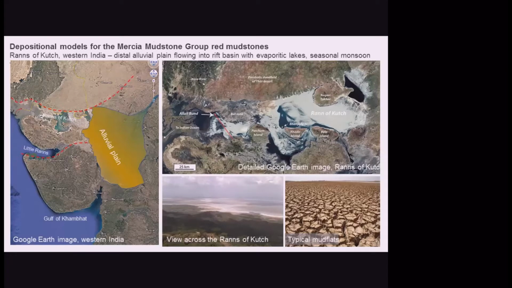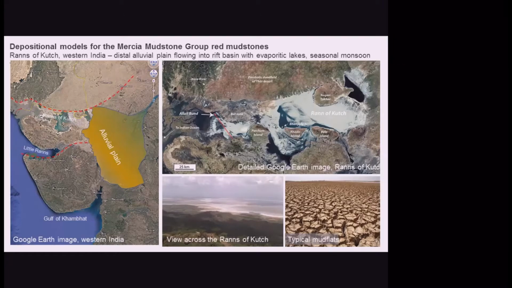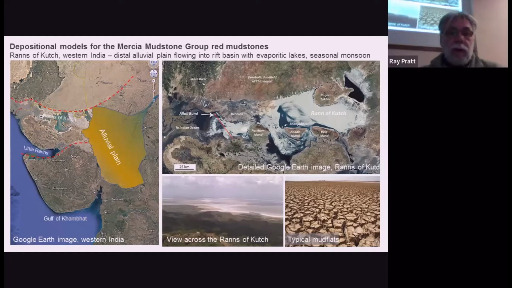Yes, yes. Good. So we're now going across to Western India, a place called the Ranns of Kutch. And if you look on the left-hand map, there's the Gulf of Kambat, and Mumbai is just to the bottom of that diagram. And that's that large projection of land south of the Little Ranns is Saurashtra. So this is Western India.